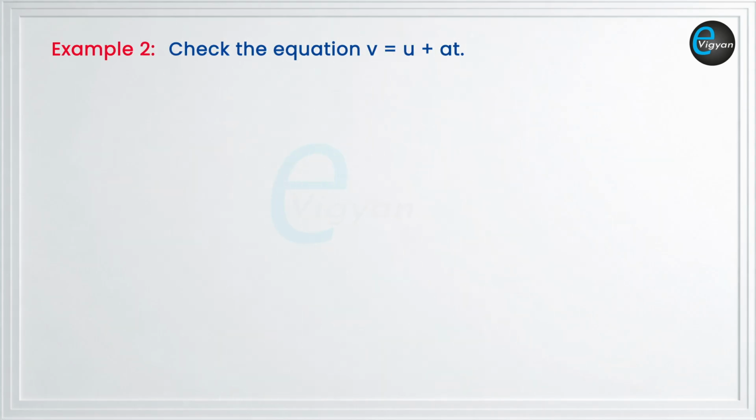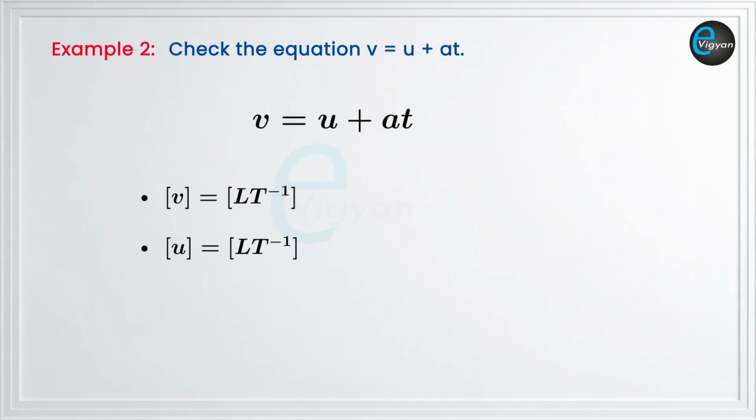Now let's take another familiar equation, that is v equal to u plus at. Dimension of v is LT^-1, dimension of u is LT^-1, and dimension of at is dimension of a times dimension of t, which is equal to LT^-1. All terms have the same dimensions here, so the equation is dimensionally correct.